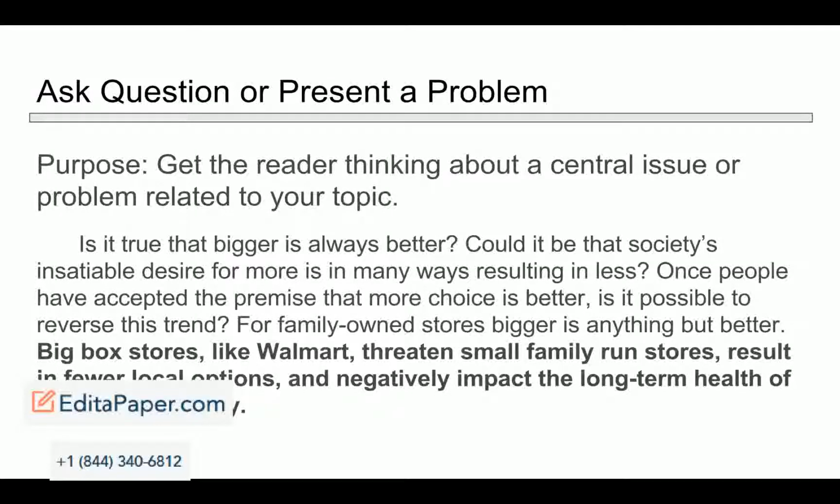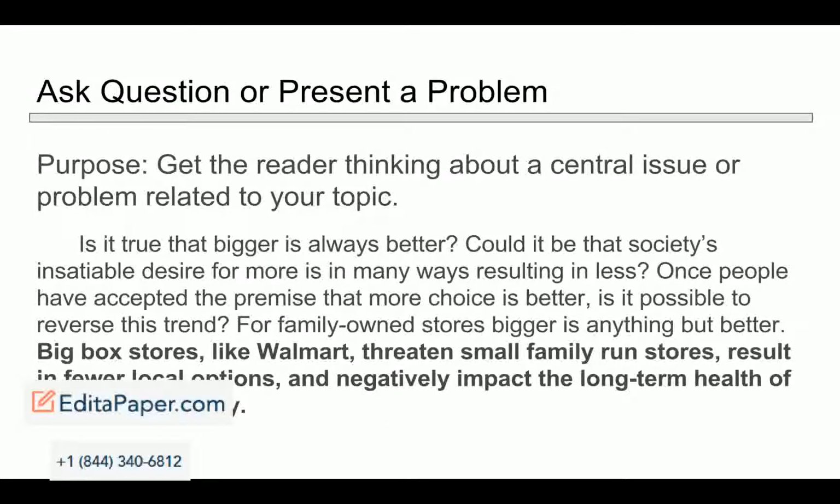In the thesis statement, it's clear that of the 3 body paragraphs, one is going to focus on how basically the big stores threaten the small stores, so they probably go out of business. 2, that it results in fewer local options or local products. And 3, that the long-term health of the economy is harmed by these big box stores. So we know that those are the 3 main points that they're going to focus on in their body paragraphs.